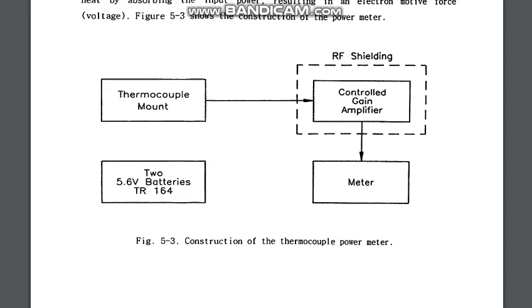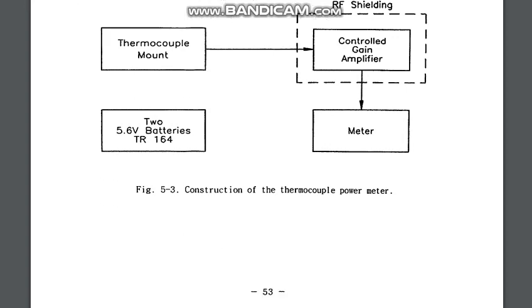In microwave frequency generation, heat is generated through the frequency. That is because we are dealing with high frequency, and high frequency means high power. So the thermocouple will take the temperature of the frequency and feed it back to the controlled gain amplifier and the RF shielding side, and the controlled gain amplifier will show on the meter how much power it feels on the thermocouple mount. There are two 5.6 volt batteries to run this meter.